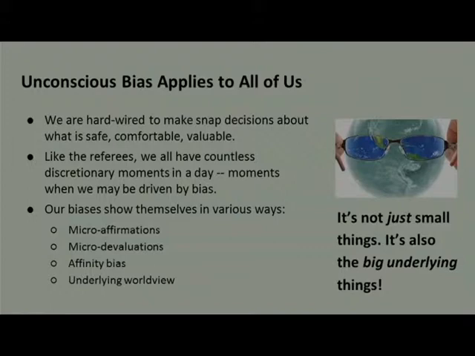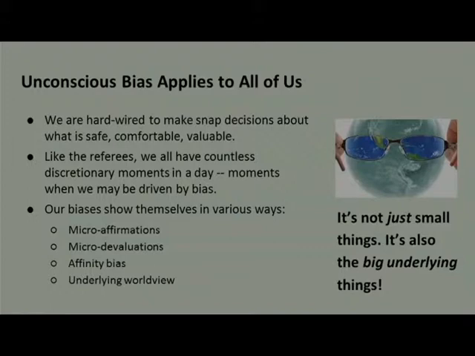And like the referees in an NBA game, we all have countless discretionary moments in a day. And teachers especially, in the classroom, there are all these moments where we make decisions about how to act towards a student, how to position ourselves, how to show affirmation or disapproval, or what's the quality of our attention towards a particular student. All of these things are discretionary moments in the classroom where our implicit bias might be showing itself.